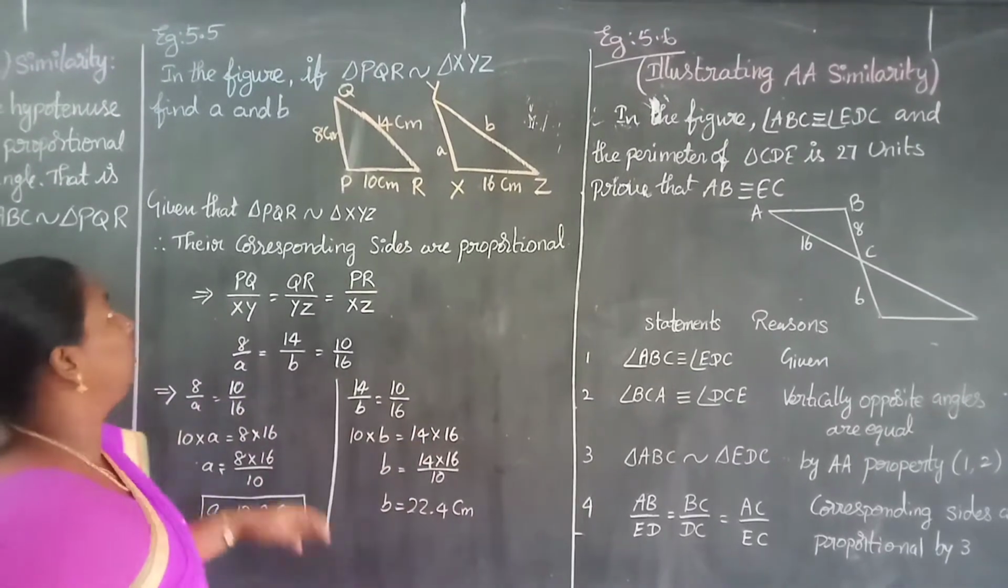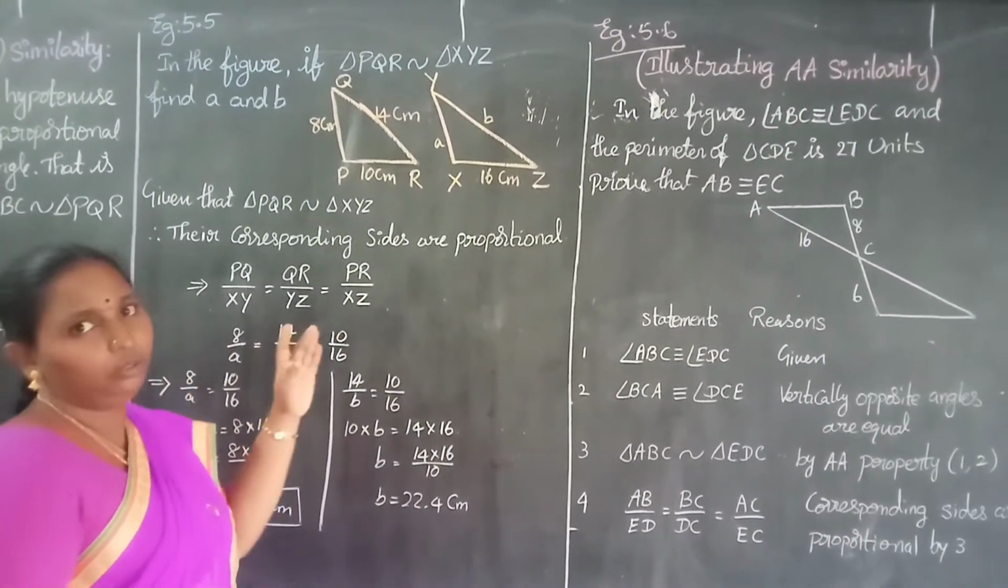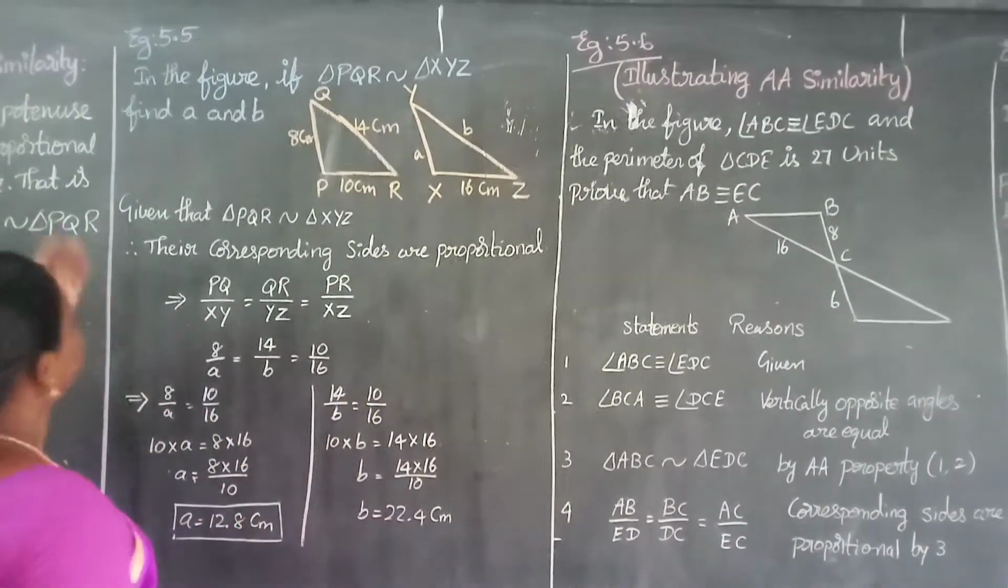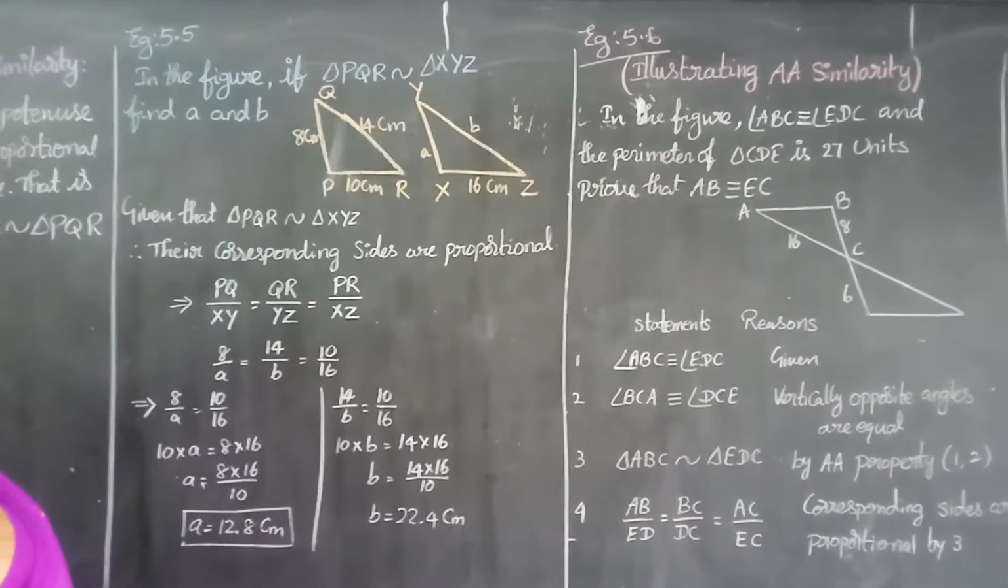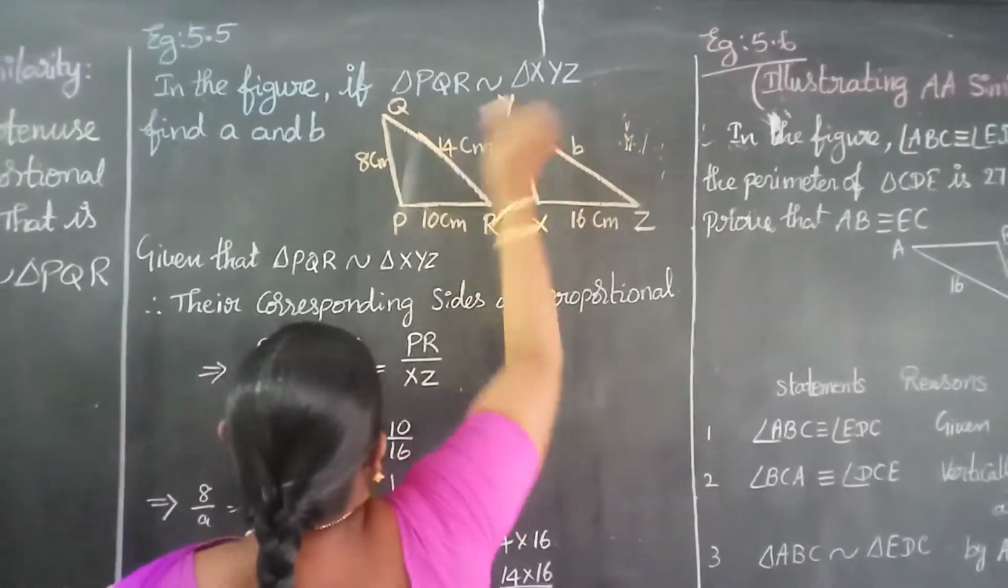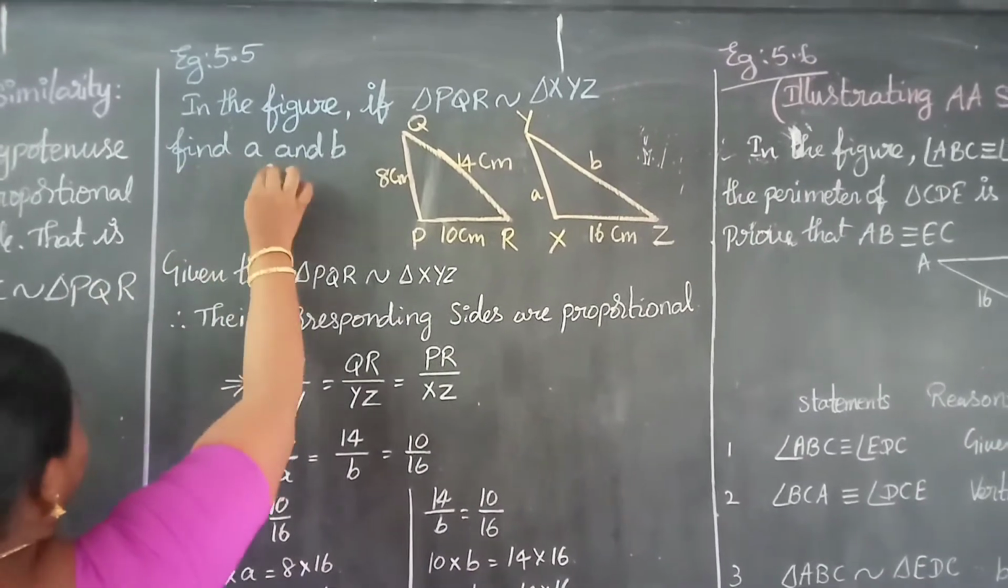In this video, we are going to see example sums, including using that similarity. We are going to solve these sums. See example 5.5 in the figure. If triangle PQR is similar to triangle XYZ, find A and B.